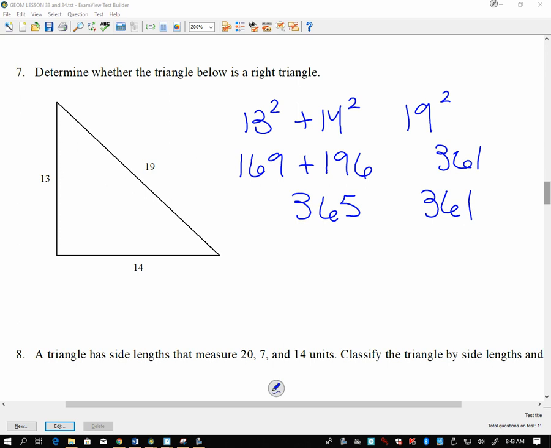I'm going to have to write an inequality, right? Because it's not equal to. So which way does the arrow face? What does it point towards? Points towards 361 like that, right? So is this acute or obtuse? Because we know it's not right.